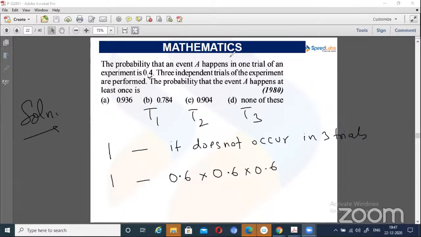Yes, no, maybe? That is the answer. Any questions, any doubts? Okay, ठीक है. Yes, B is the answer. To the next one then.